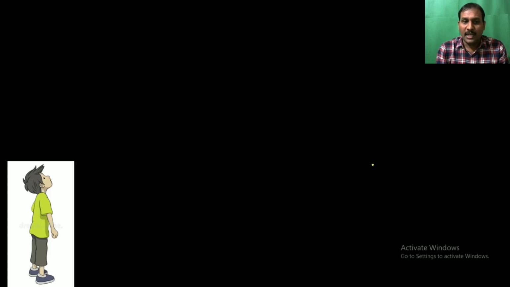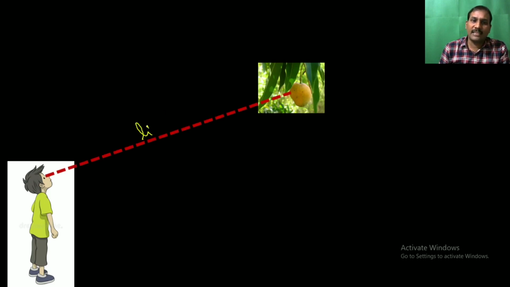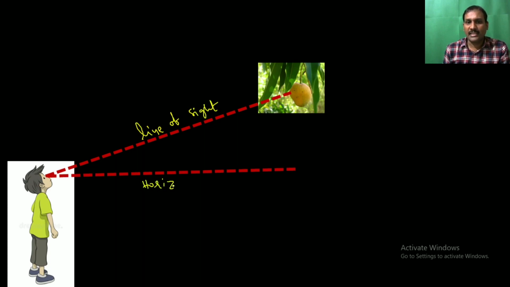So here, a boy is observing something which is on the top. Let us say that is a mango. So he is observing that mango. This is called line of sight. Suppose if we look straight, this line is called the horizontal line, or you can say eye level. Now the line of sight is above the horizontal line in this case. So then an angle is formed between those two lines. That angle is called the angle of elevation.